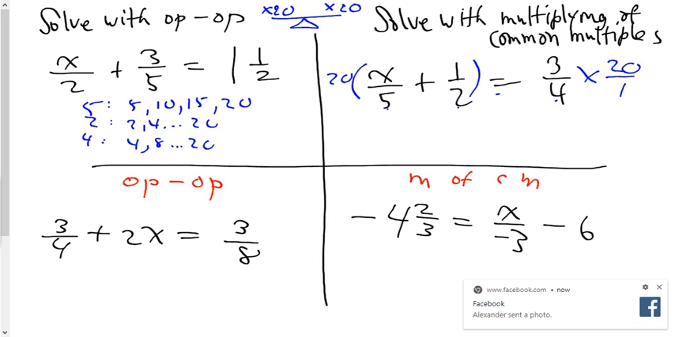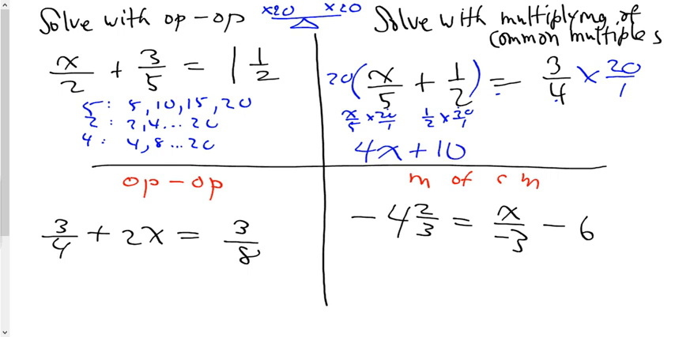So x over 5 times 20, or a fifth of x times 20, will be 20x over 5, or 4x. 1/2 times 20 will be plus 10. And 3/4 times 20 would be 60 over 4, which is 15. So by making this equation 20 times bigger on both sides, I create a new equation, 4x plus 10 equals 15, that does not have fractions in it. And because it doesn't have fractions in it, it's going to let me solve it in a much easier way.